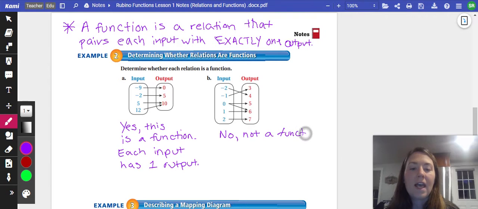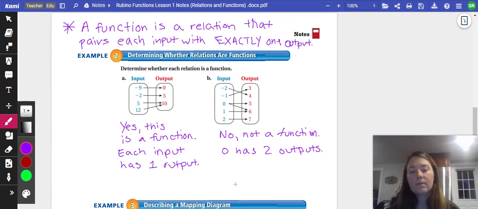And when we explain that, we're going to say 0 has two outputs. All right, so the input of 0 has two different outputs. It has an output of 5 and an output of 6, so no, this would not be a function.